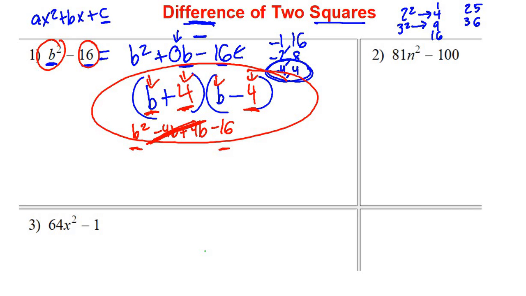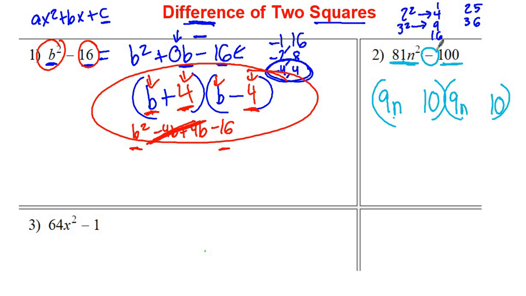You could obviously use the swing method for this, but it wouldn't make sense because you may notice that both 81 and 100 are perfect squares. What do we square to get 81? We squared 9. And what do we square to get n to the second? We squared n. So 9n times 9n would be 81n squared. Okay, how about 100? What do we square to get 100? It was 10 times 10.